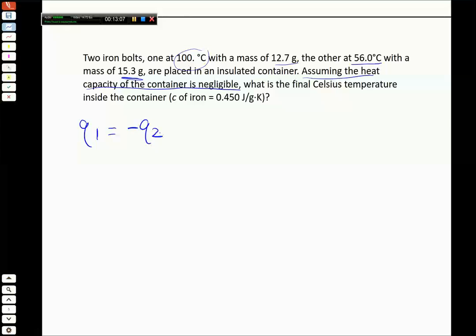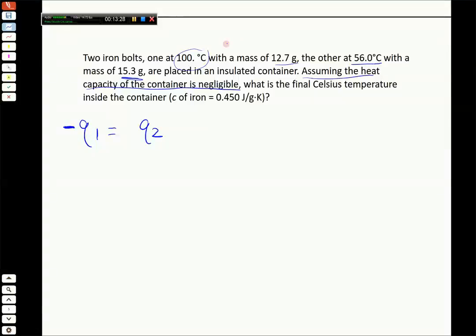Okay? Or to be consistent with what I wrote last time, let's put the negative sign out there. So the heat that flows out of one object is going to flow into the other. The magnitude of those heats is going to be the same, but the sign will be opposite. So we're just going to use MC delta T twice, one for the first piece of metal, which we call 1, one for the second one, 2.